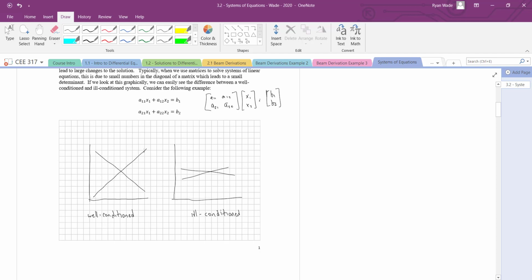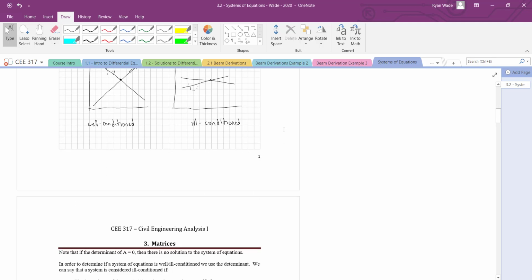Any small changes to these lines would still home in on this answer here as our solution to the matrix. With this one, any small changes could drastically change where the lines cross, and it could end up changing the solution. That's what it looks like graphically. All you need to know is that a well-conditioned system means small changes in the input make small changes in the output, and an ill-conditioned system means the opposite.